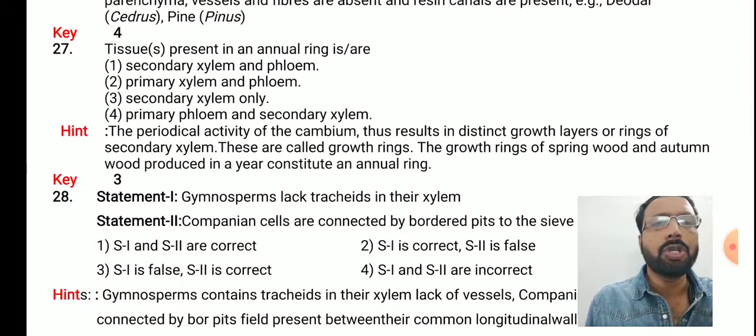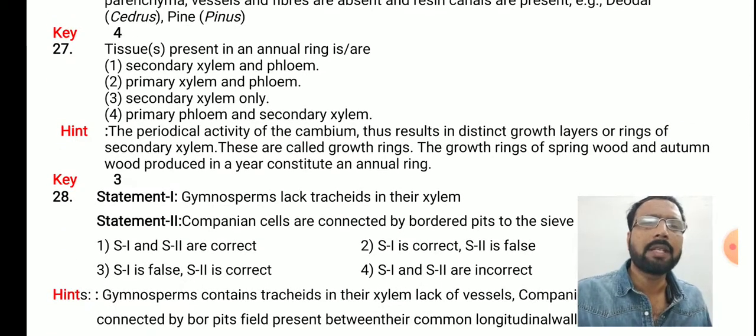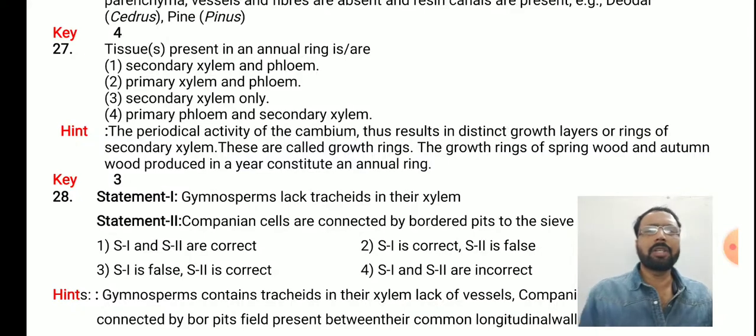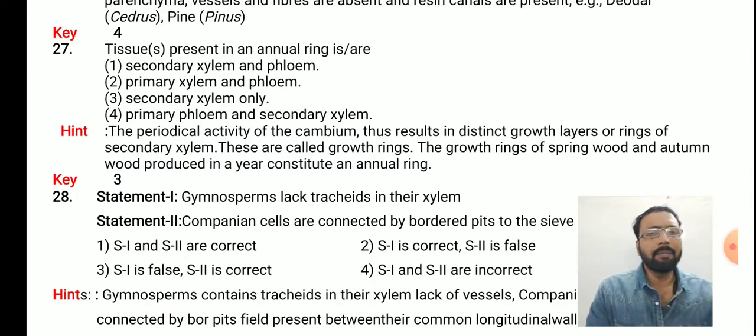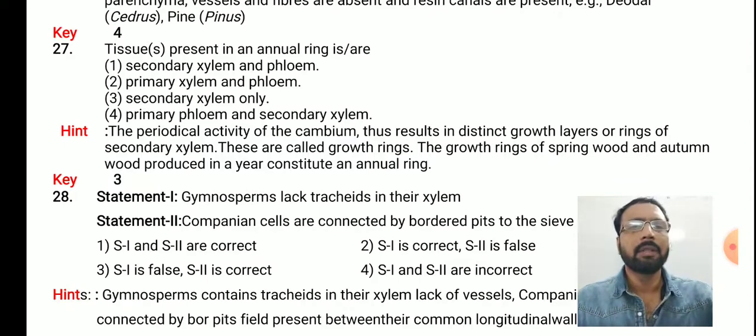Next, the tissue present in annual rings. Secondary xylem and phloem? In annual rings, it is the xylem only. So the answer is secondary xylem only. So the age of the plant can be estimated by counting the annual rings, which are formed by xylem only.